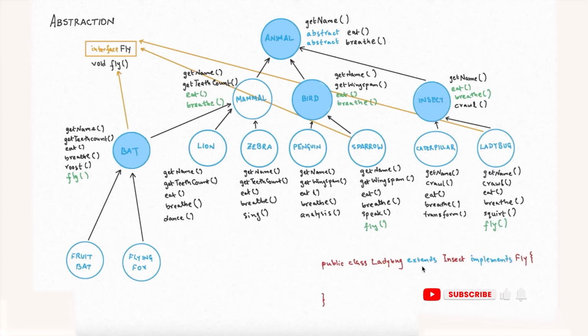A class can extend only one other class. That means it can inherit from only one class, but it can implement as many interfaces as it needs. So if there are more interfaces, we can just put a comma here and type in the name of those interfaces here. When you look at this whole class structure, please try and think of it from a design perspective.